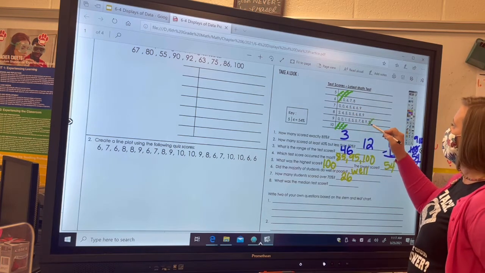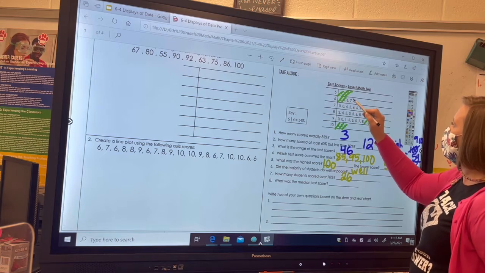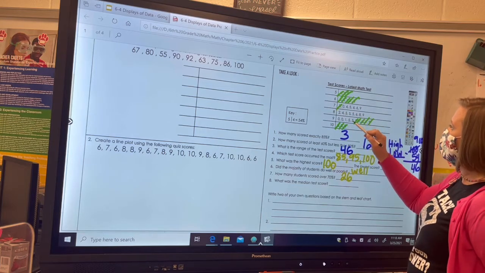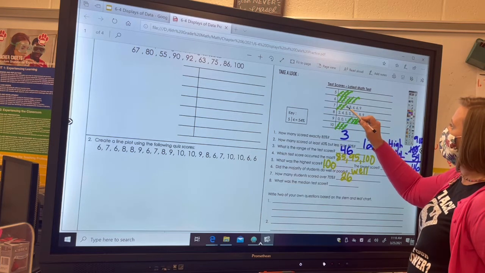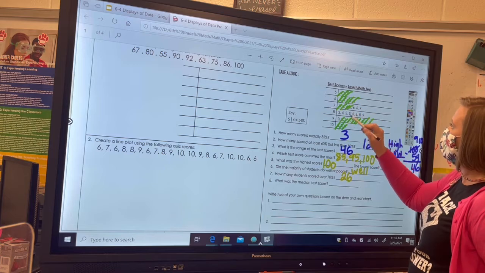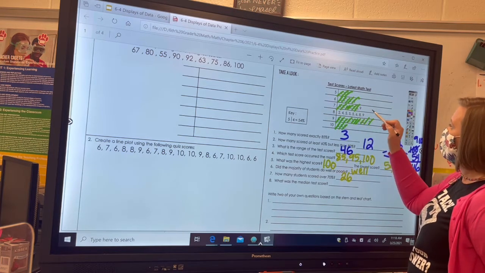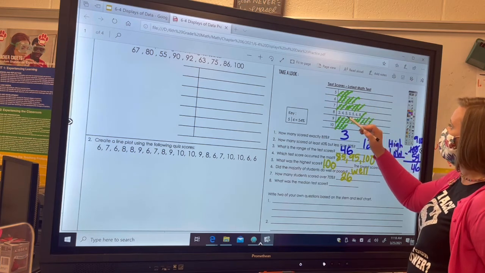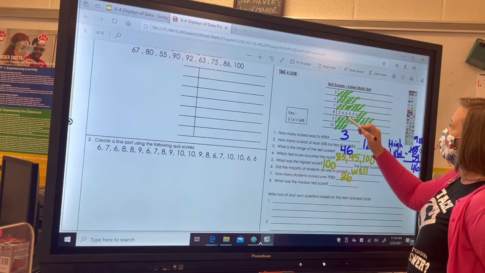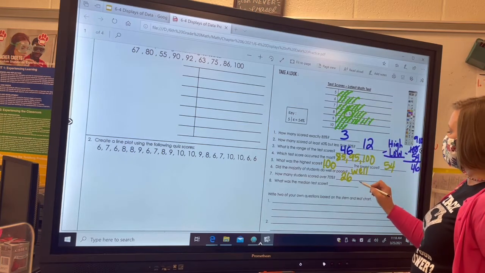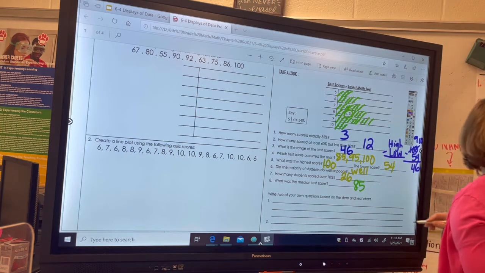60's low, 99's high, low, high, low, high. 70, 95, low, high, low, high. Low, 89's the highest, low, high, low, high. And what is the median? 85. Yep.